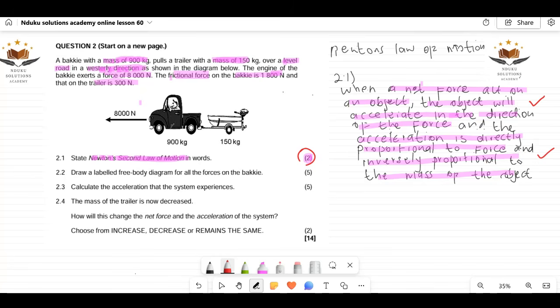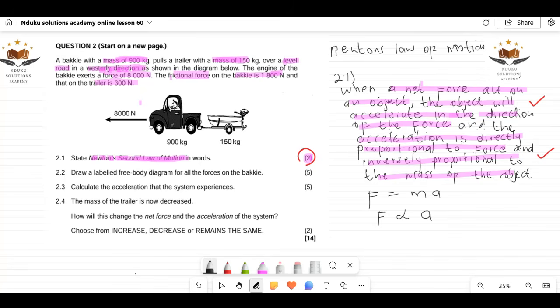And then remember, Newton's second law, what it's actually stating is that F is equal to ma, because that is acceleration. Hence the first part: the object will accelerate in the direction of the force, and the acceleration is directly proportional to the force. Acceleration is directly proportional to the force. That's what it's saying.